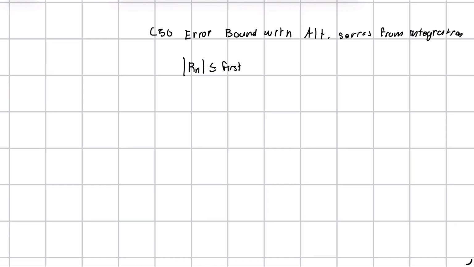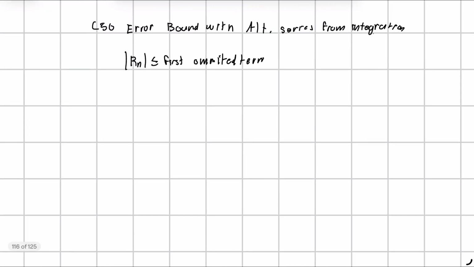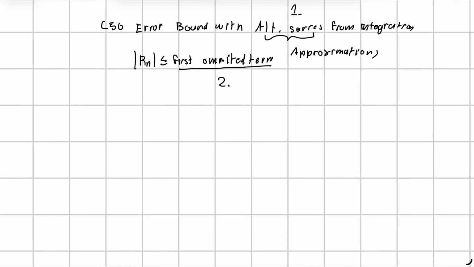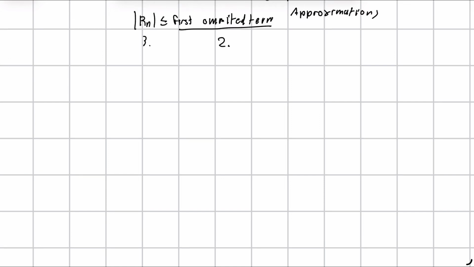So now let's do an example where we are going to look at error bound with an alternating series from integration. So our formula is going to be the absolute value of r sub n less than or equal to the first omitted term. So basically, for alternating series approximations, the error is going to be the first term you omit, right? It's going to be the first omitted term. So first you have to find the alternating series, and then you have to find the first omitted term, and then you use the absolute value for your error bound.